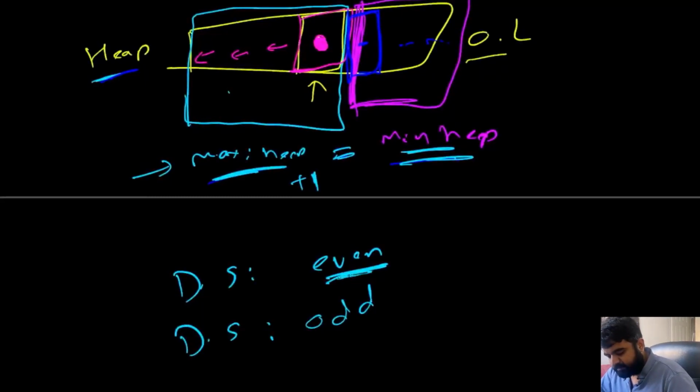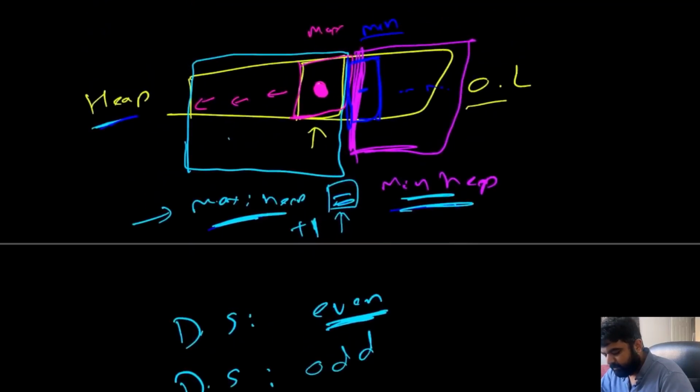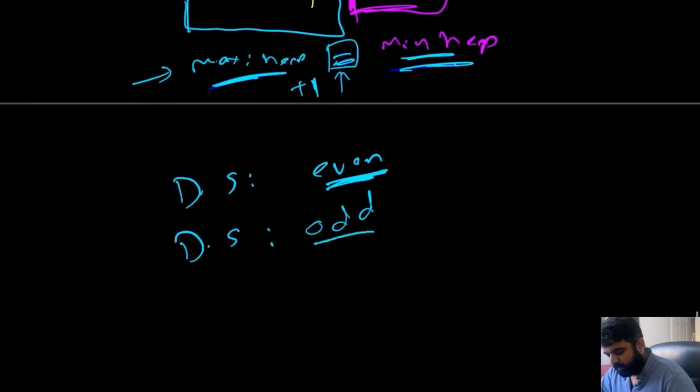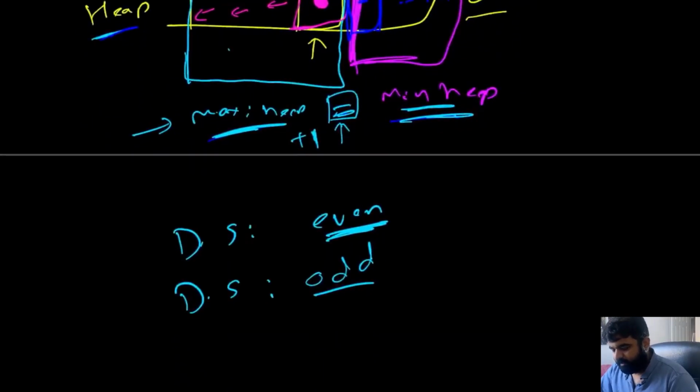So if the values are even, or if min heap and max heap are the same in size, then the median value is going to be the average of the max and min heap tops. And if it is odd, basically we simply need to return the max heap value or the max element. Confused? Don't be. Let me show it to you with an example.